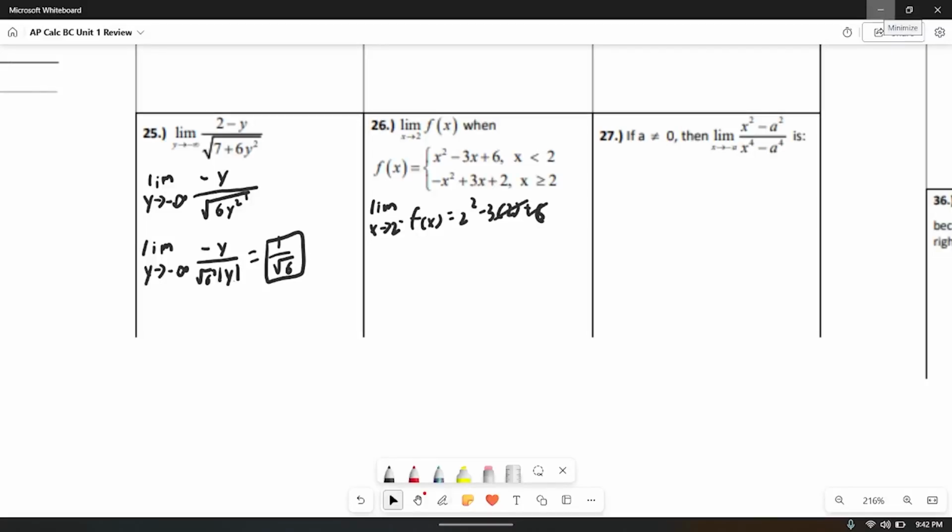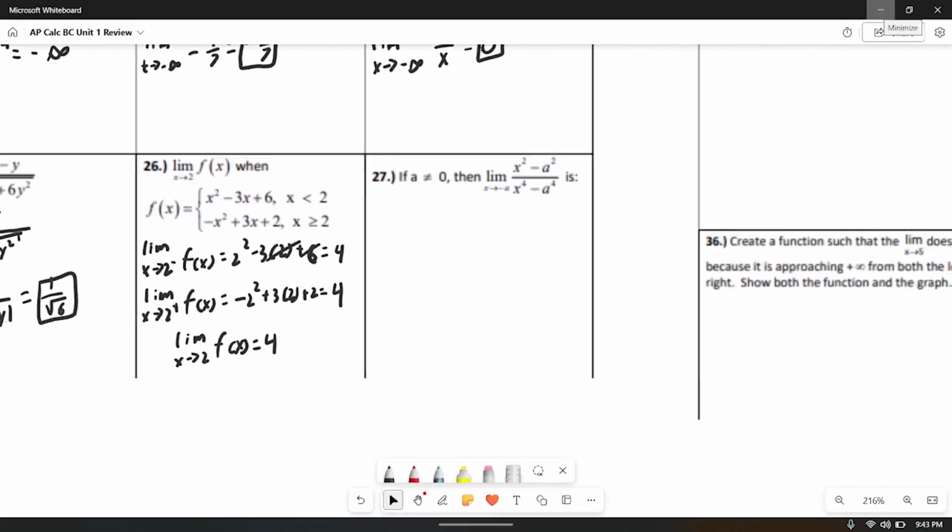6 minus 6 cancels out, so we just get 4. Alright, so now let's check the limit as x approaches 2 from the right side of f of x. We get negative 2 squared plus 3 times 2 plus 2, which is negative 4 plus 2, that's negative 2, plus 6, that's also going to be 4. So that means the limit as x approaches 2 of f of x equals 4, since it's 4 from the left and 4 from the right.